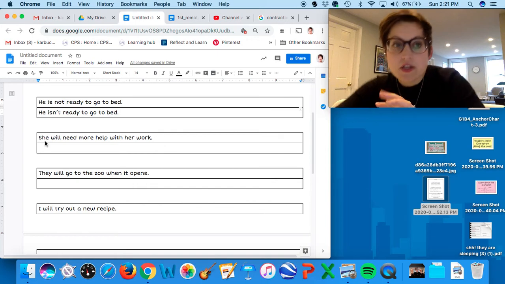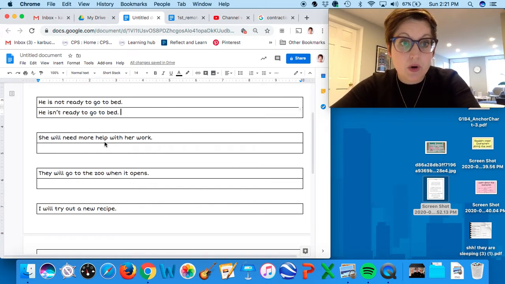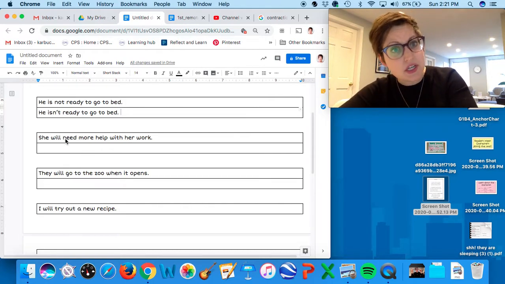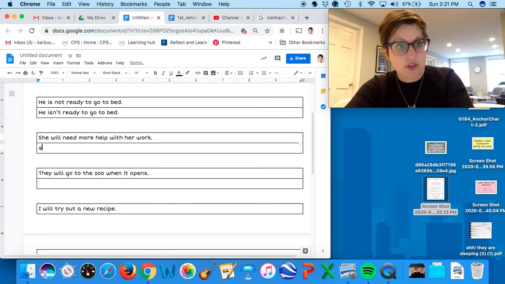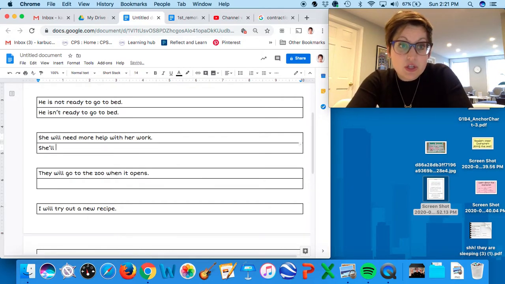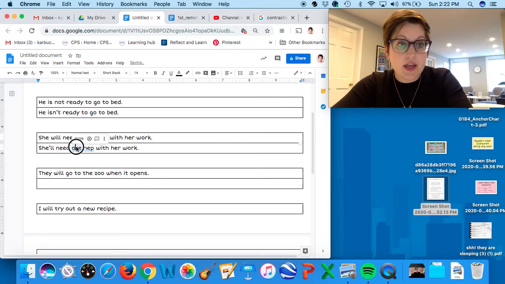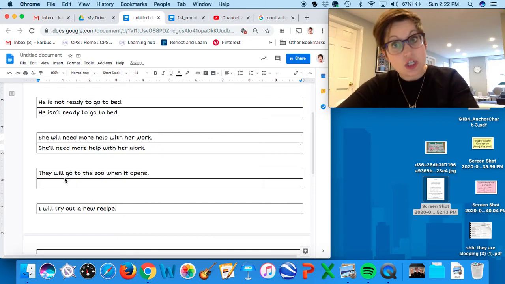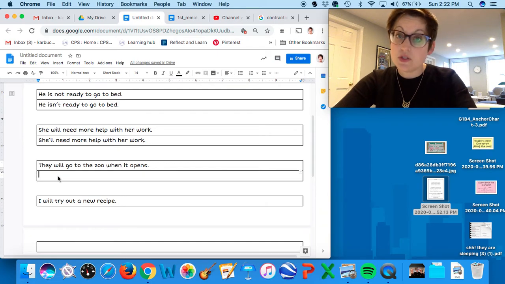Now our next one, she will need more help with her work. So what words could we put together? You're right, she will could be made into a contraction. Remember, these are pretty easy. All you have to do is get rid of the W and the I and replace it with an apostrophe. So this one is just she, apostrophe L-L. She'll need more help with her work. And then we have a contraction in its place. She will becomes she'll.